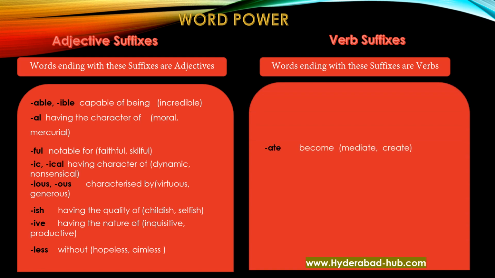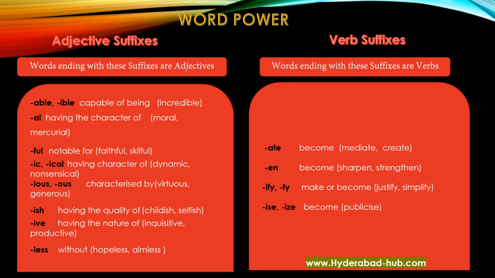Verb suffixes. Words ending with these suffixes are verbs. Ate. Meaning: become. Example: mediate, create. En. Meaning: become. Example: sharpen, strengthen. Ify, fy. Meaning: make or become. Example: justify, simplify. Ise, ize. Meaning: become. Example: publicize.